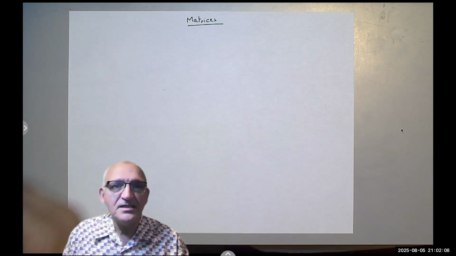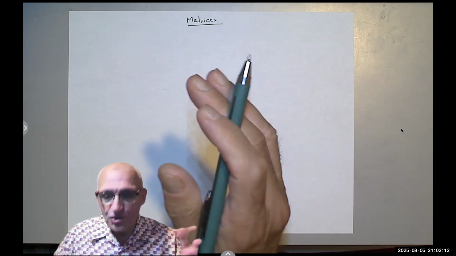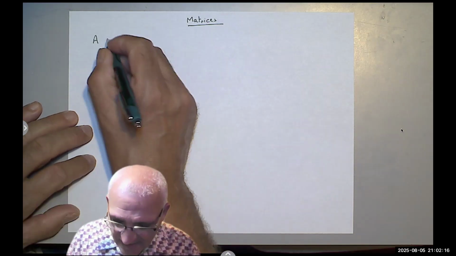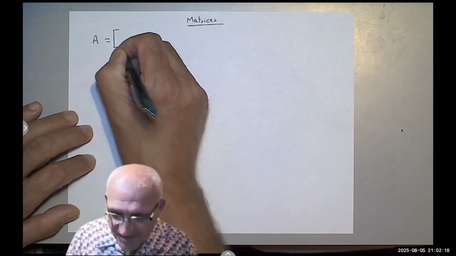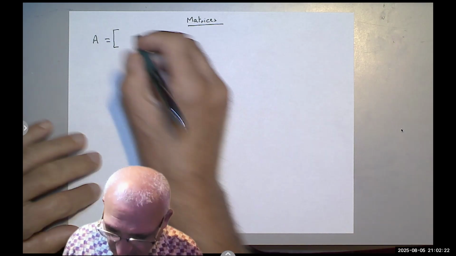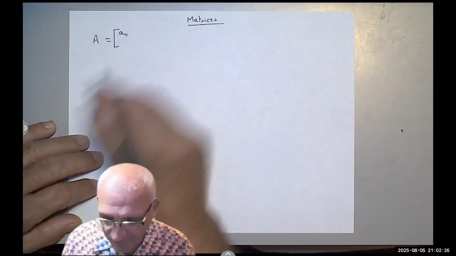Matrices are basically rectangular objects that contain numbers. So we refer to them with an uppercase letter. So I can say A equals, and then we use brackets or big parentheses. So either brackets or parentheses. And we say here, for example, A11.